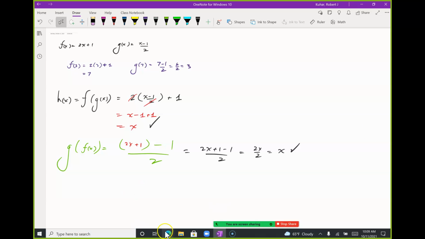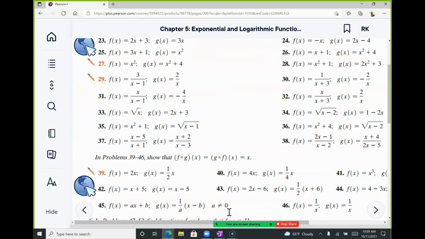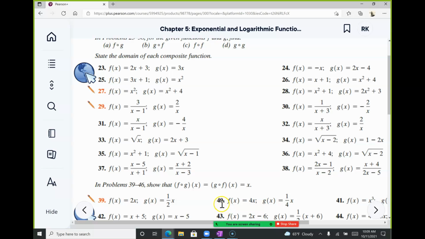And what problems do I like in the book? For the compositions, I like 23 to 37. And the ones I really like are the fractions. All of the ones with the fractions, that's the one I'm going to put on your test.